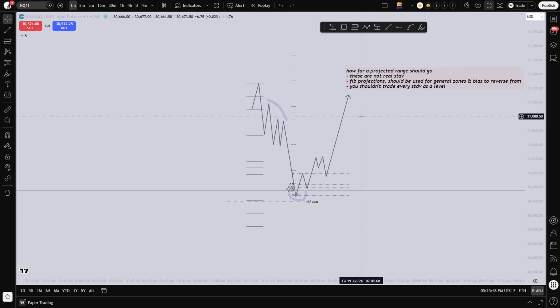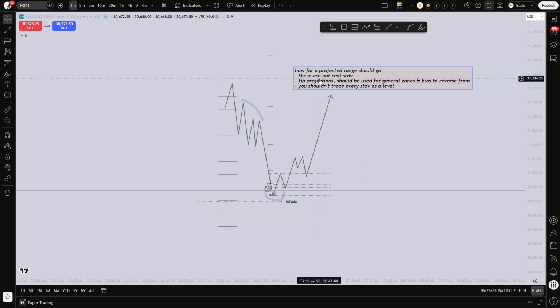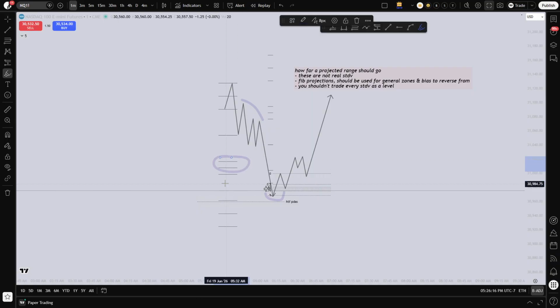Basically, standard deviation is how far a projected range should go. One thing to know is these are not real standard deviations, because real standard deviations are just mathematical equations, and those are not the proper ways to be using them if you're just using fib projections, because there's no math involved. You just draw a box. But you should use these as general zones and even a bias to reverse from, but you shouldn't trade every standard deviation as a level. So don't trade this one, don't trade this one, don't trade these as a level, because that's just not how it should properly go.